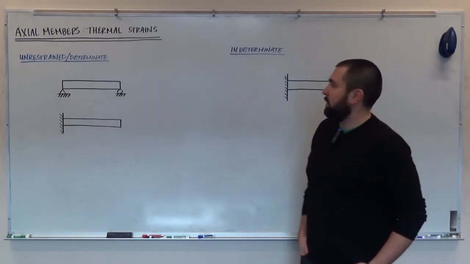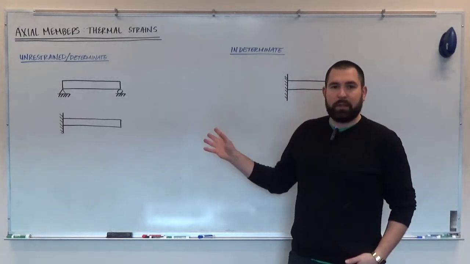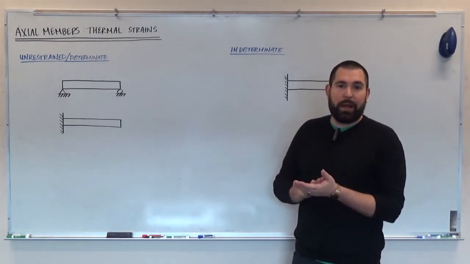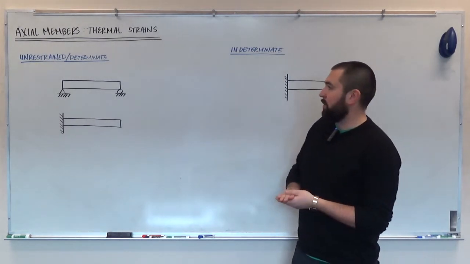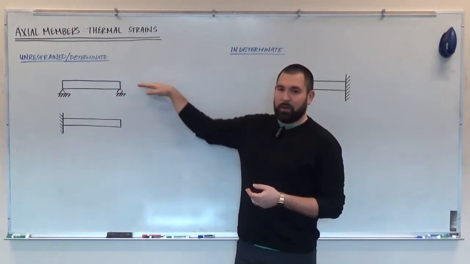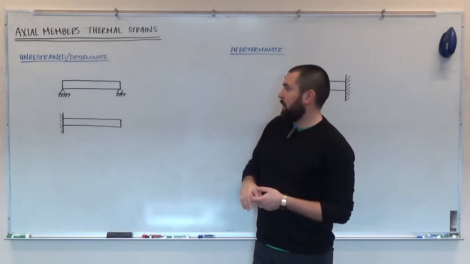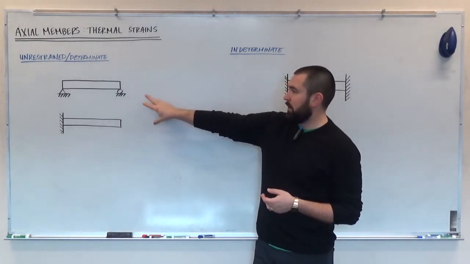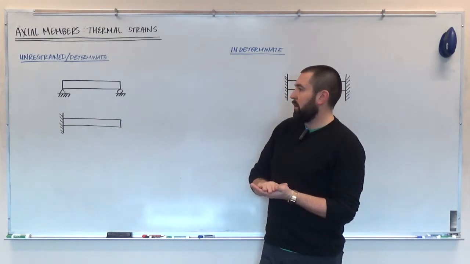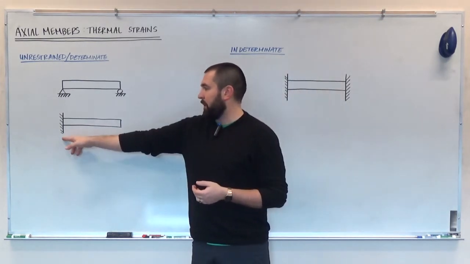So we're going to talk about axial members and what kinds of effects thermal changes in temperature would have on these members. So again, we're talking about axial members. So we're focusing on the effects in the longitudinal direction of a member. Here I have an example of two unrestrained columns in the sense that they're fixed at one end.